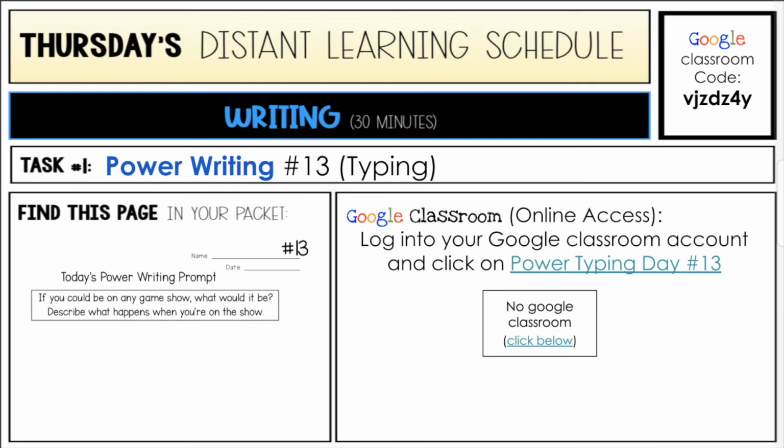Right. Today for Power Writing, we're on number 13, and it says, if you could be on any game show, what would it be? Describe what happens when you're on the show. So, game shows. That is a very broad topic. I want you to think there are game shows like Family Feud. There's Jeopardy, like we've played in class for a review. There's what? The Price is Right. There's Who Wants to Be a Millionaire. And I'm sure you guys know of game shows that I've maybe never seen or heard of. So, yes, a game show.